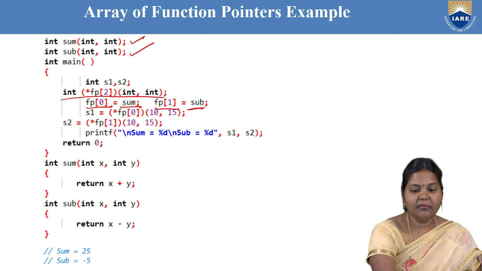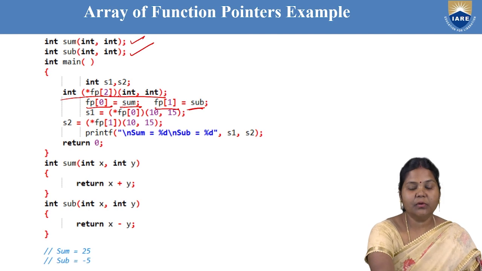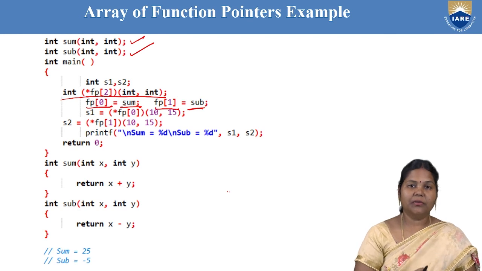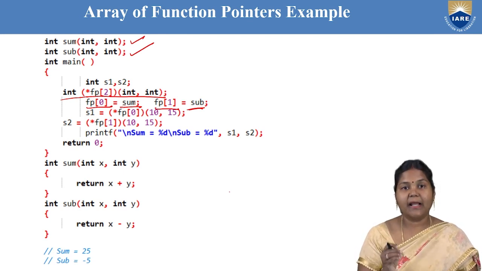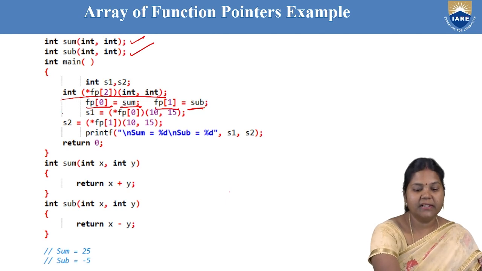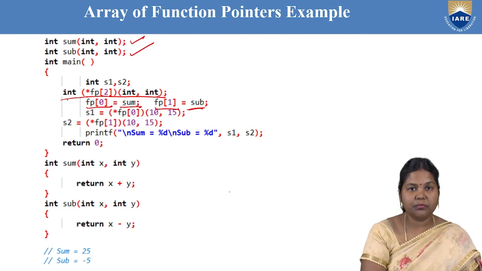While declaring the array of function pointers, we have used the same structure, star fp of 2, because we need to store two function addresses. So fp of 0 will contain the address of sum, fp of 1 will contain the address of sub. But here one thing you have to remember: if you are declaring an array of function pointers, then all the functions whose addresses you are going to store in the pointers must be of the same type. Then it is easy to go for an array of function pointers. Both are taking two arguments and returning integers. So both are of similar type, so an array of function pointers works over here.